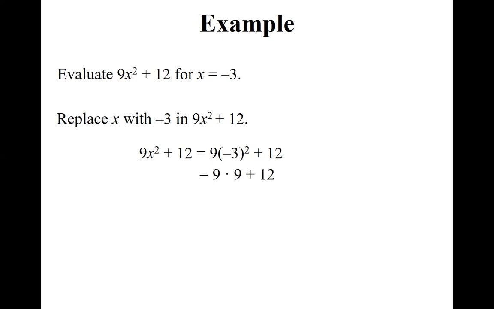-3 squared is +9. We have multiplication. We have addition. Multiplication would come first. 9 times 9 is 81. 81 plus 12 is 93.